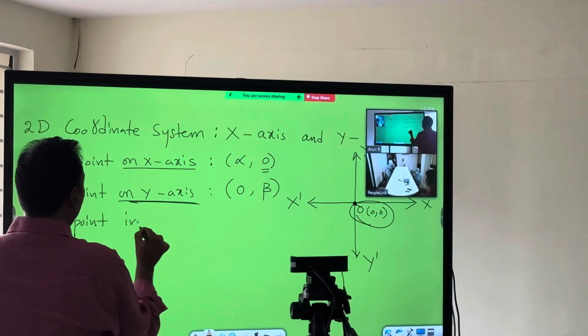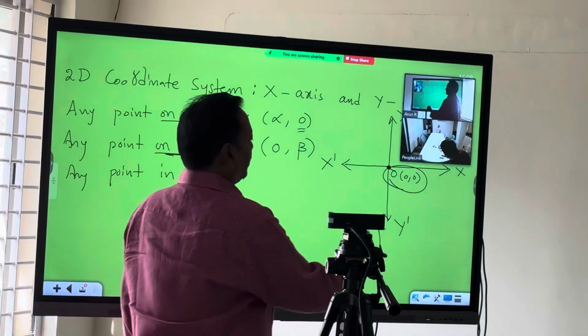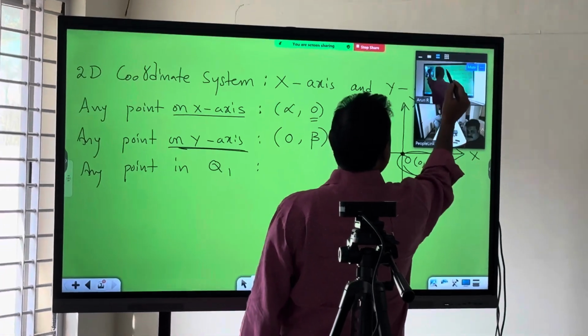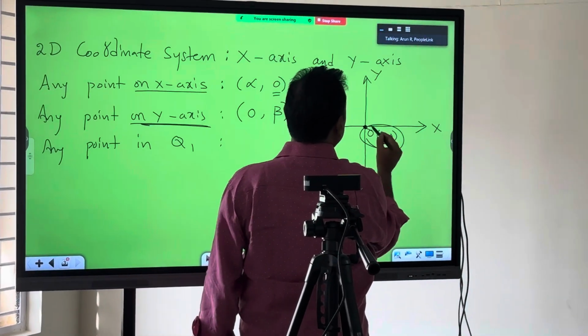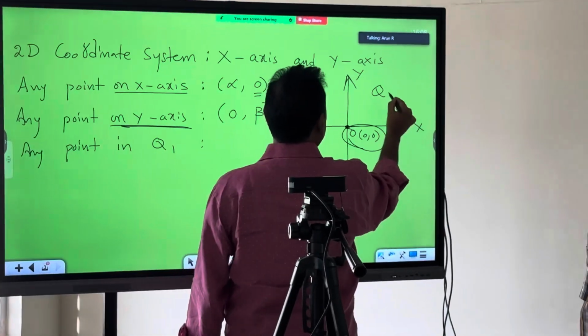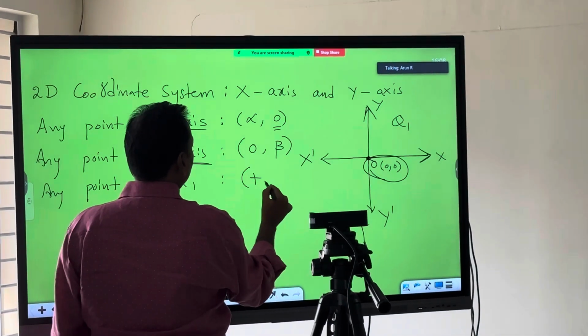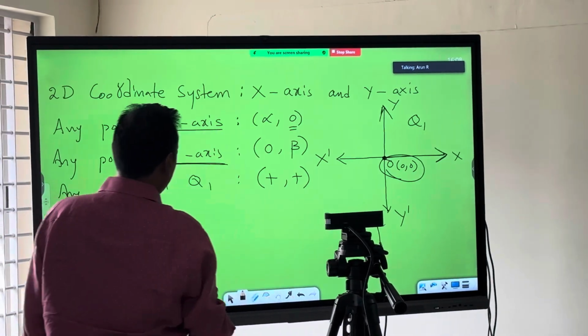And any point in the first quadrant, let us say. The first quadrant means the space occupied by the positive x-axis and positive y-axis. This is called the first quadrant, correct? Therefore, the sign scheme for the first quadrant is plus, plus.